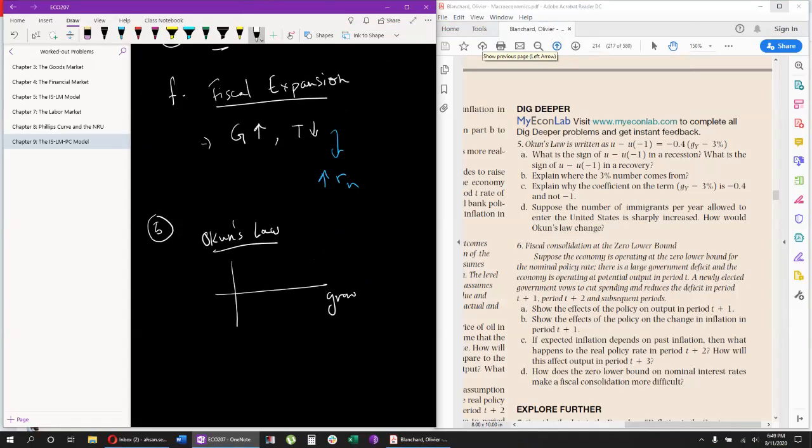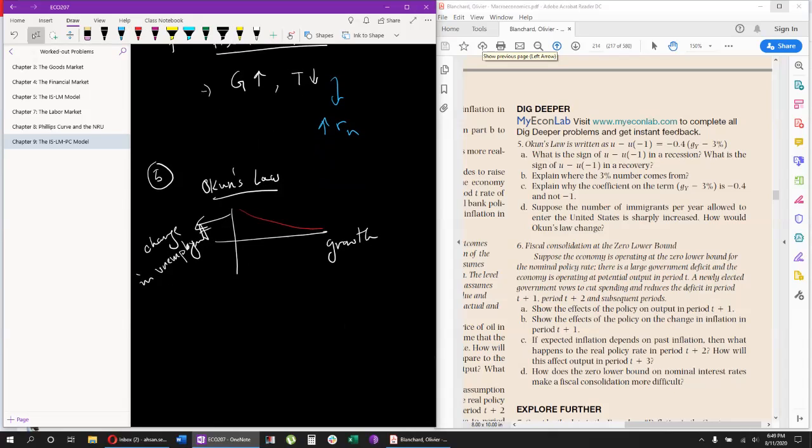So if we have growth here, and over here, if we are calculating change in unemployment, what we are going to see is a downward sloping pattern. That's Okun's Law, but we don't really need to know Okun's Law to solve this problem. Okay, so let's just go straight to the equation that's given.